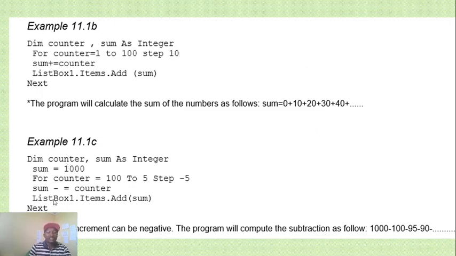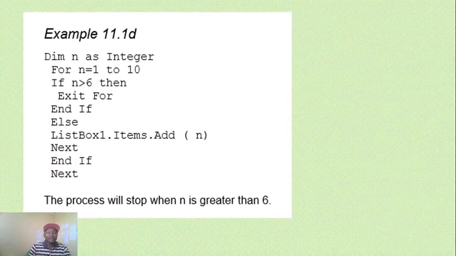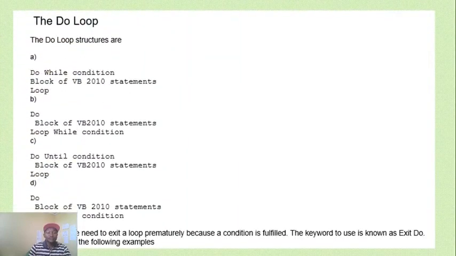Then you also have another example here, where it is sum minus instead, and then we have step minus 5. Therefore, this is the expected solution. Then you can just peruse through other examples.